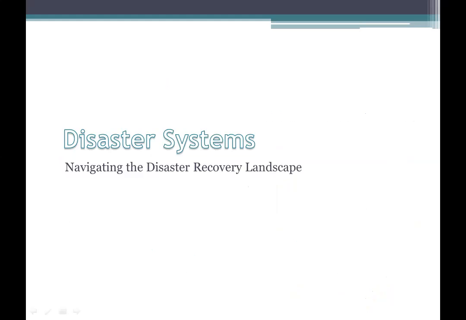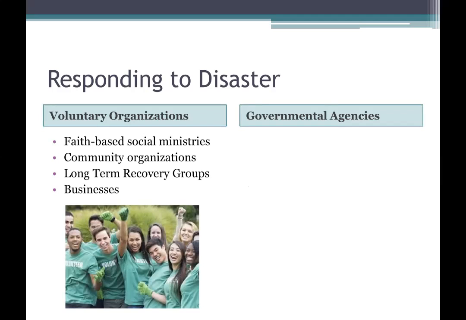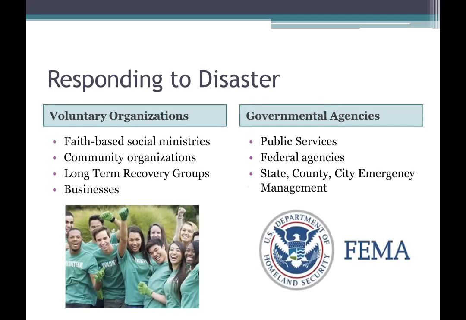So moving into talking about navigating the disaster recovery landscape. Disaster recovery comes in many different forms. There are so many different agencies and organizations and groups that are active in disaster recovery. They can be categorized into 2 different categories, either voluntary agencies or governmental agencies. Voluntary organizations would include any faith-based, social ministries, community organizations, long-term recovery groups, businesses, individuals. And of course, governmental agencies would include your public services, federal agencies, state, county, and city emergency management.